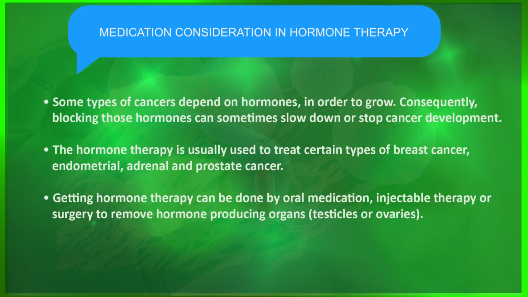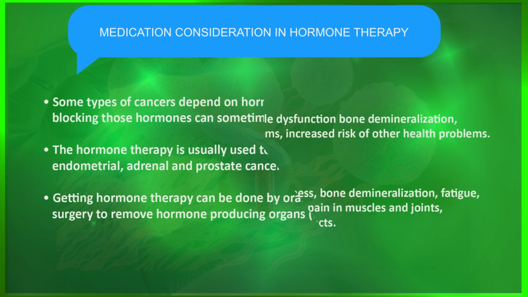Medication consideration in hormone therapy. Some types of cancers depend on hormones in order to grow. Consequently, blocking those hormones can sometimes slow down or stop cancer development. The hormone therapy is usually used to treat certain types of breast cancer, endometrial, adrenal and prostate cancer. Getting hormone therapy can be done by oral medication, injectable therapy or surgery to remove hormone-producing organs, testicles or ovaries.